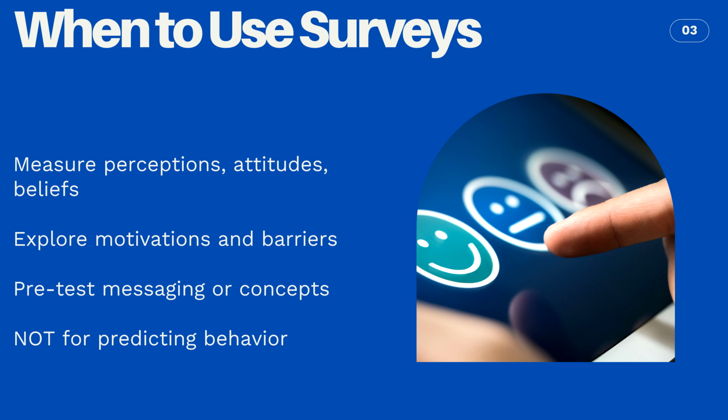Surveys are most appropriate when your goal is to understand the cognitive or emotional landscape surrounding a behavior, not the behavior itself. They're useful for exploring motivations, perceived barriers, brand associations, and early-stage reactions to concepts or messages. But surveys have a major limitation: they rely on self-report. People often misremember their behavior, rationalize their choices, or provide socially desirable answers. This means surveys cannot reliably predict what people will actually do.